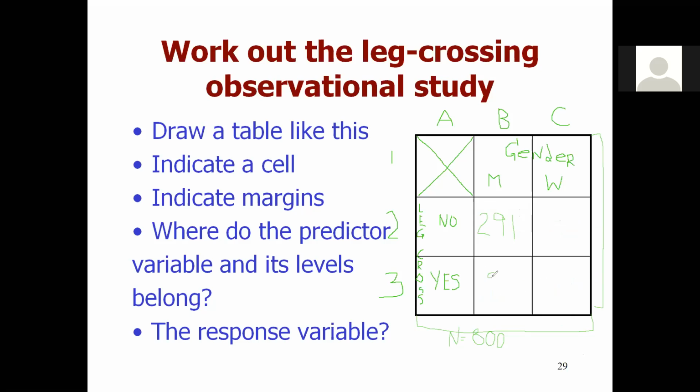Those who did, 96. You guys calculate the difference in the margins. What's the difference here? And women who did not cross their legs was 132? No, 232. 232 who did, right? And Jenny, how many didn't? 129. Okay, thank you. Awesome.